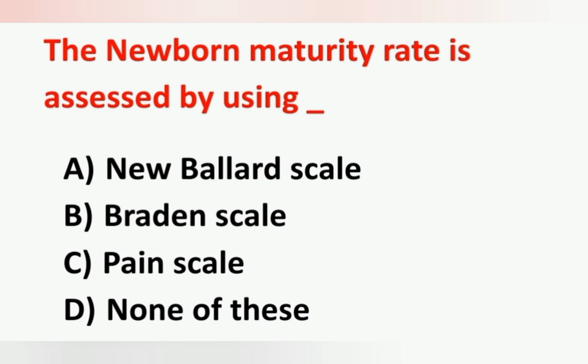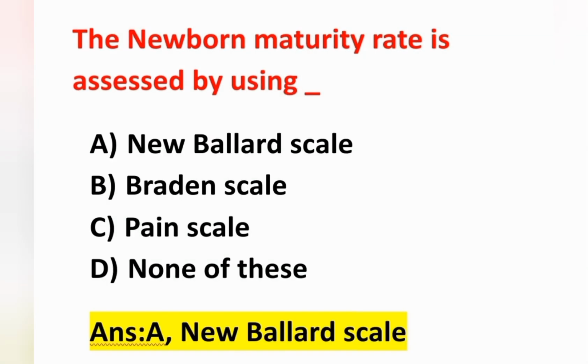The next question is, the newborn maturity rate is assessed by using. Options are option A, New Ballard scale, option B, Braden scale, option C, Payne scale, and option D, none of this. Correct answer is option A, New Ballard scale, used to identify the newborn maturity rate.